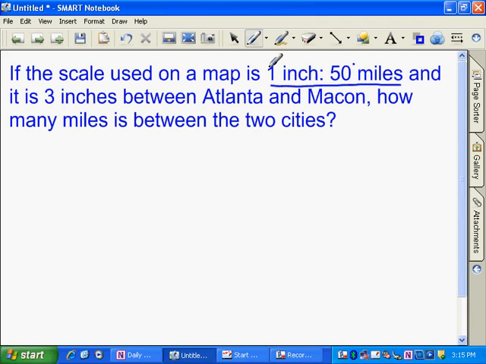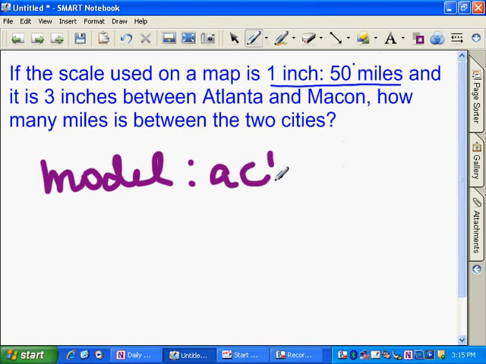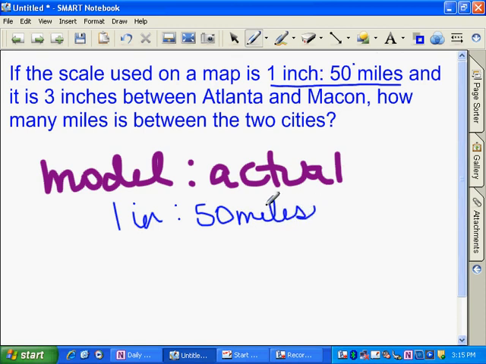So again, we're going to do model to actual, and I'm going to write it out just to help me keep everything straight. And when I do that, I can then fill in the rest. So I'm going to say 1 inch to 50 miles. And it's 3 inches between Atlanta and Macon. So the 3 inches represents the model, not the actual. So I'm going to do 3 inches.